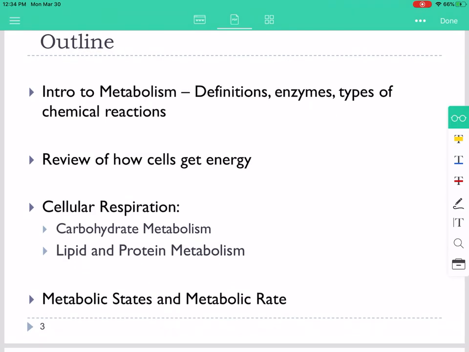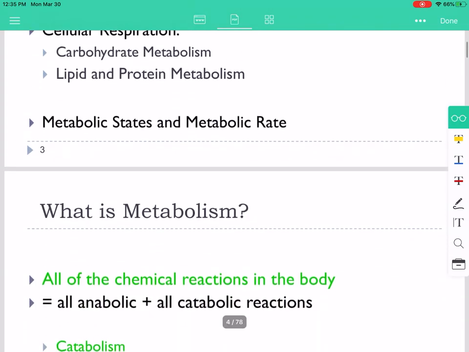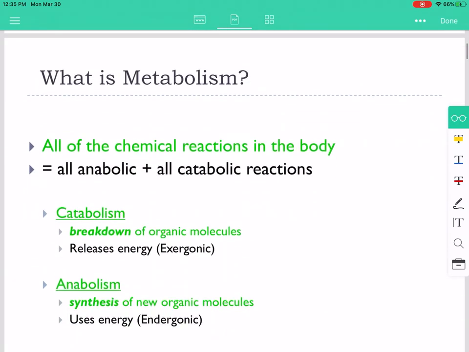Okay, so we're going to talk about some definitions, what metabolism is, and then we're going to spend most of this time talking about cellular respiration, everyone's favorite topic. Not. We'll end by talking about metabolic states and rates. And then at the very end, we go through carbs, fat, and protein and some specific things with them.